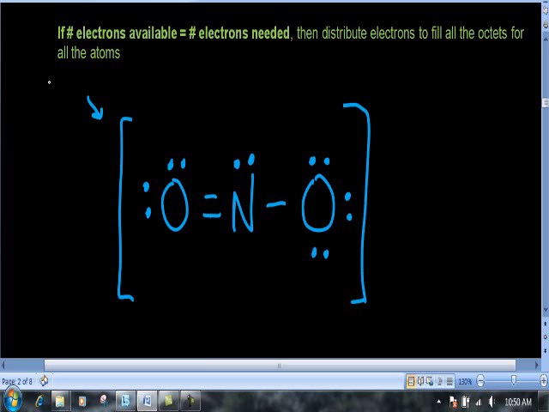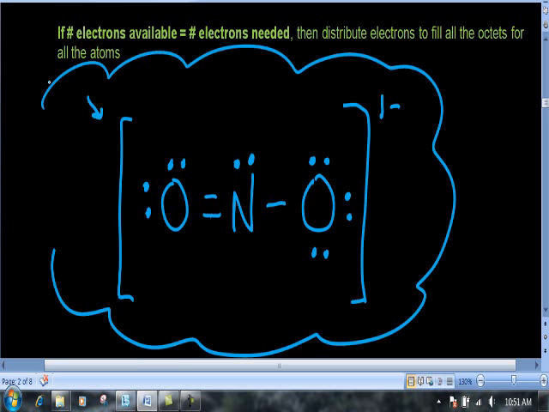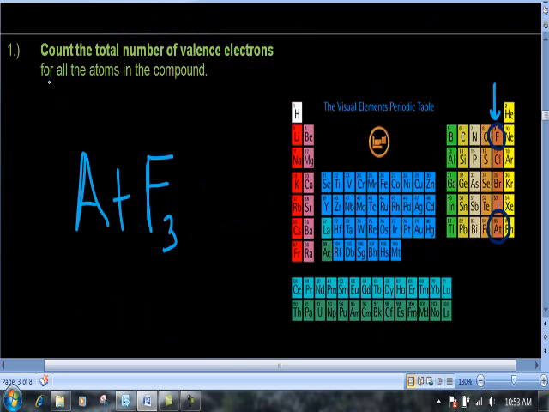Charged structures have one more step. We add a bracket around the structure and write a 1- on the outside to indicate that this entire structure has a -1 charge, meaning it has 1 more electron than the total number of protons present in the structure.